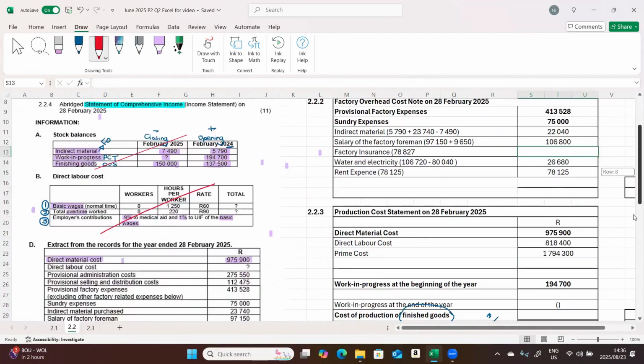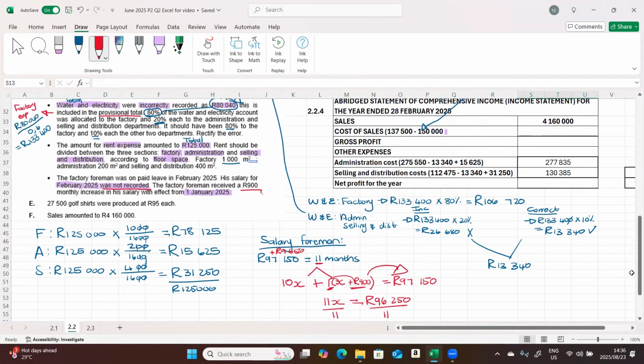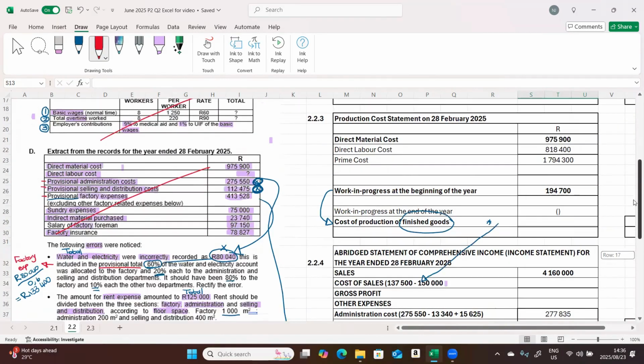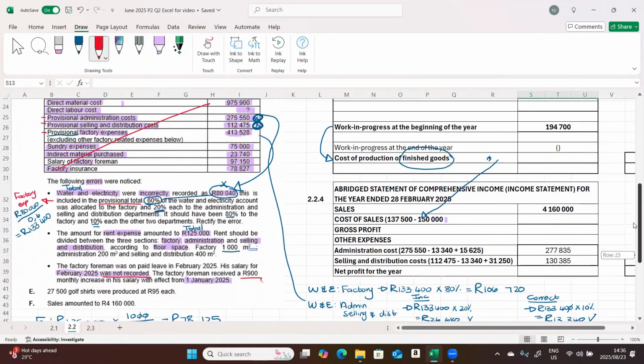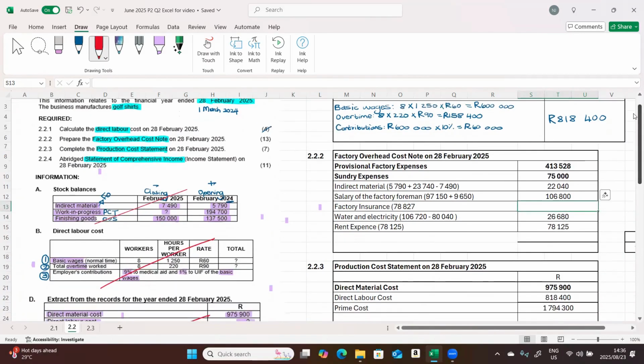All right, guys, there we just did everything in terms of the errors. So now there were no errors in terms of the factory insurance. So we had the factory insurance. Can you see we had the factory insurance opened over here? So we can just go and close that bracket, and we can just go and write the 78,827 as the final answer.